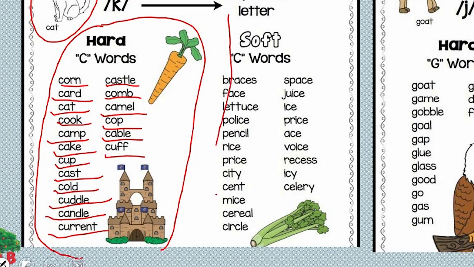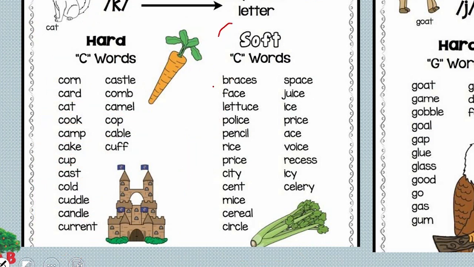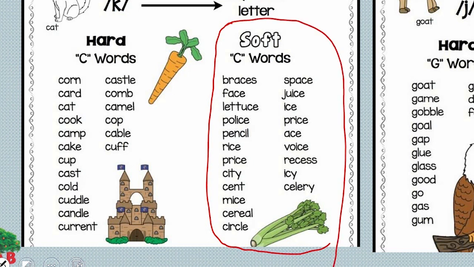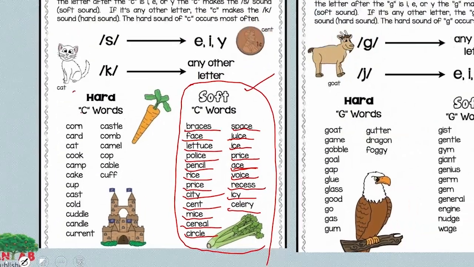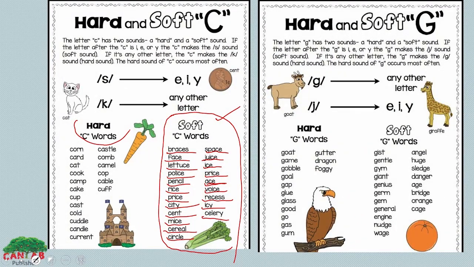Now look at the soft sound of C here. Braces, space, face, juice, lettuce, ice, police, price, pencil, rice, voice, recess, city, icy, scent, celery, mice, cereal, circle. So remember that hard sounds start with the sound of K and soft sounds start with the sound of S.